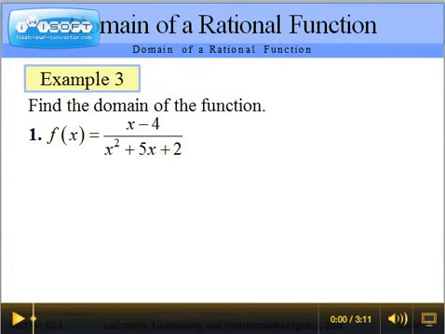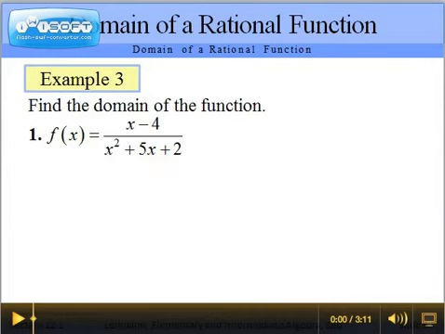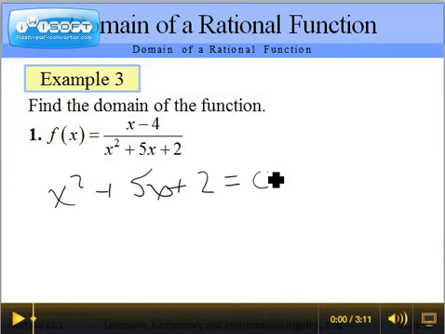Example 3, I want to find the domain of the function f of x equals x minus 4 over x squared plus 5x plus 2. So we're going to set the denominator equal to 0. So I have x squared plus 5x plus 2 equaling 0.